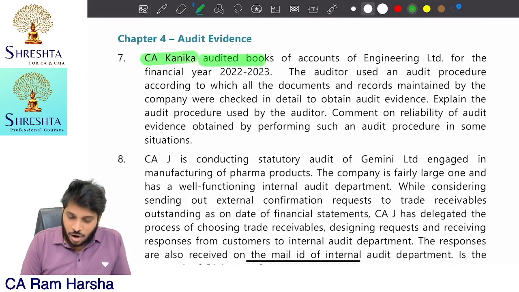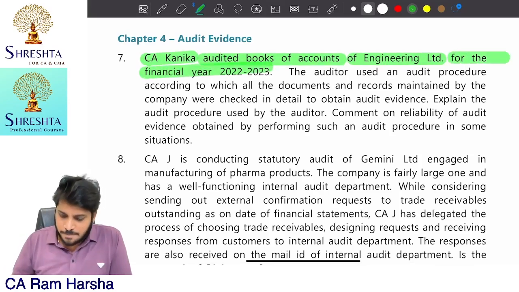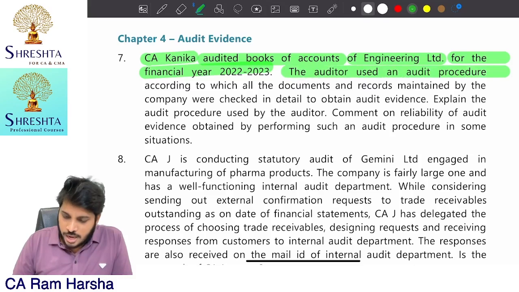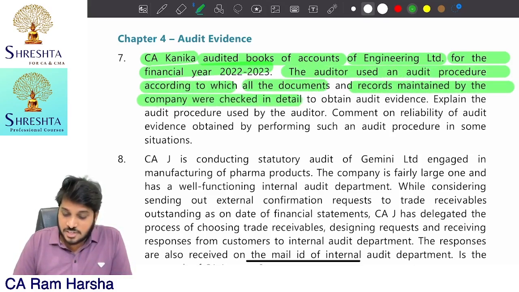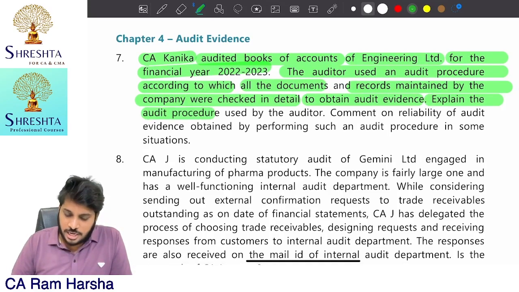CA Kanika audited the books of accounts of Engineering Limited for the financial year 22-23. The auditor used an audit procedure according to which all the documents and records maintained by the company were checked in detail to obtain audit evidence. Explain the audit procedure used by the auditor. Comment on reliability of audit evidence obtained by performing such an audit procedure in some situations.